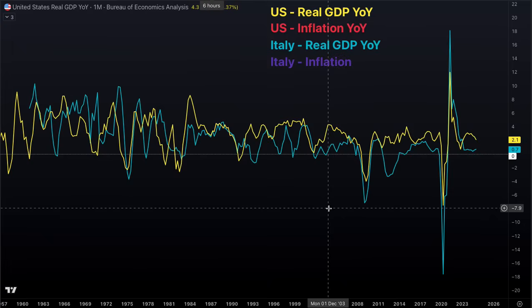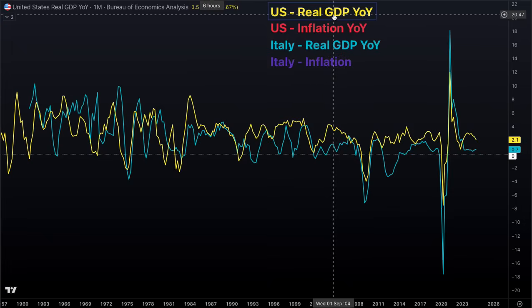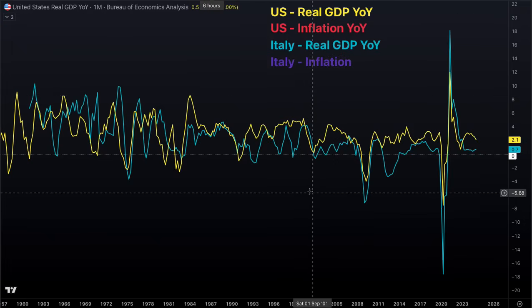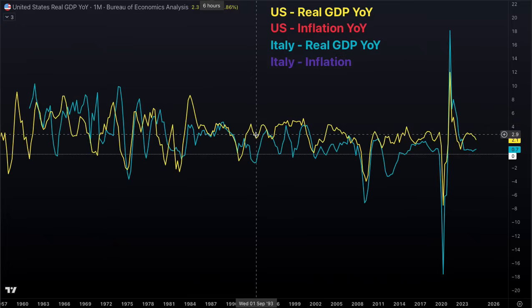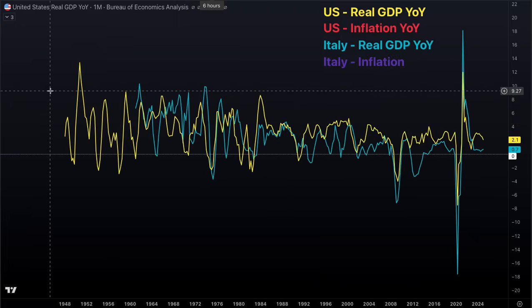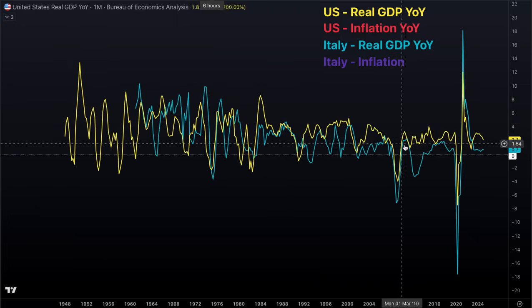Most of my viewers are American. Here is real GDP year over year for America in yellow, and Italian real GDP in blue. Again, the same general trend of falling growth coming out of World War II.